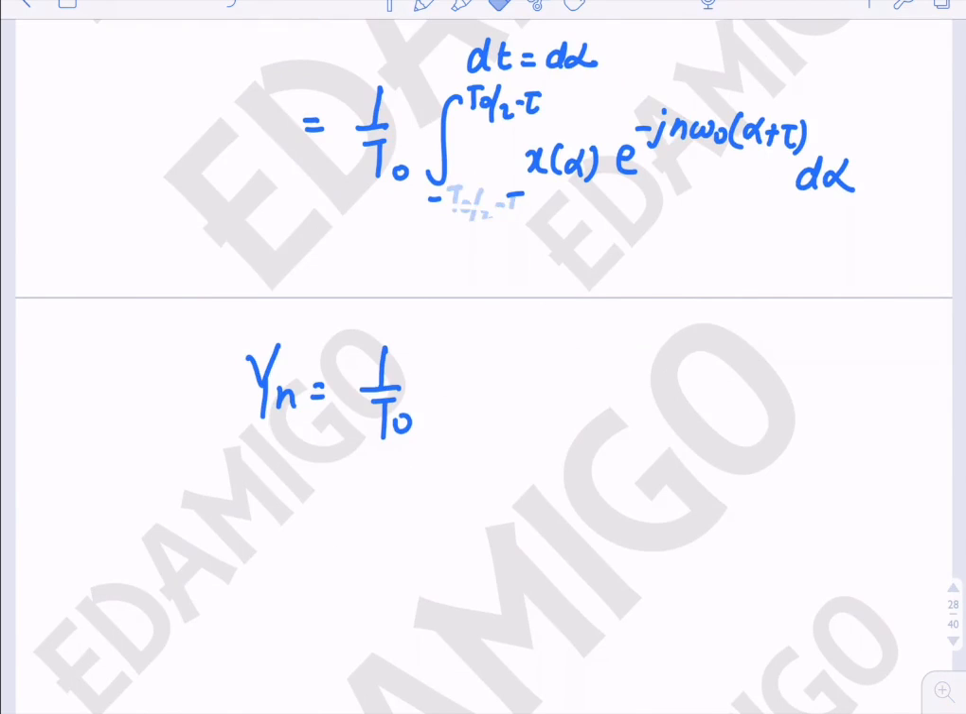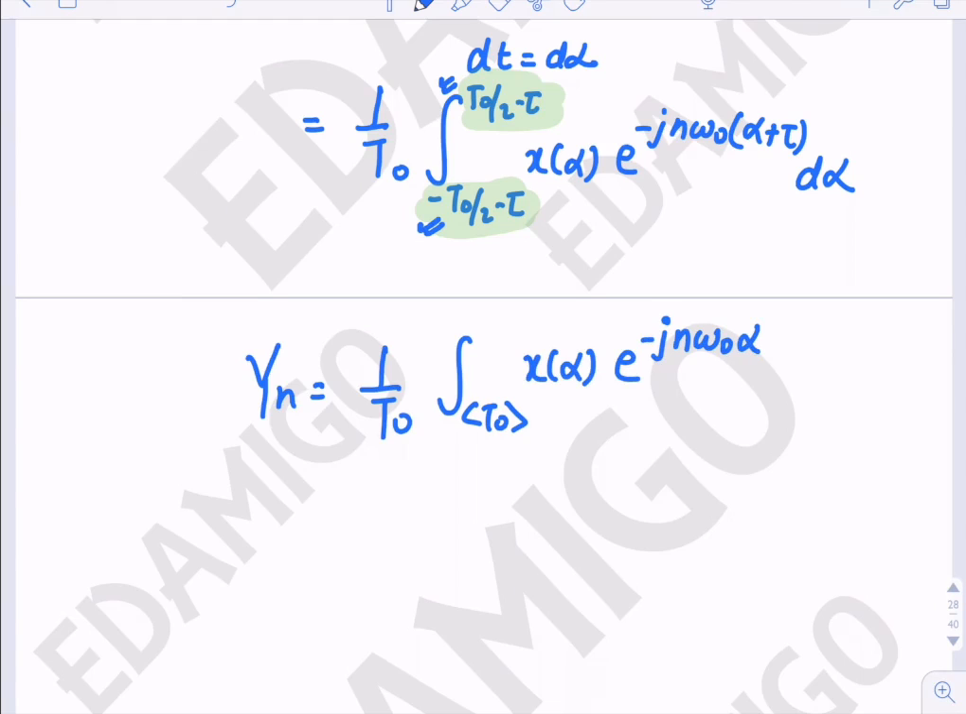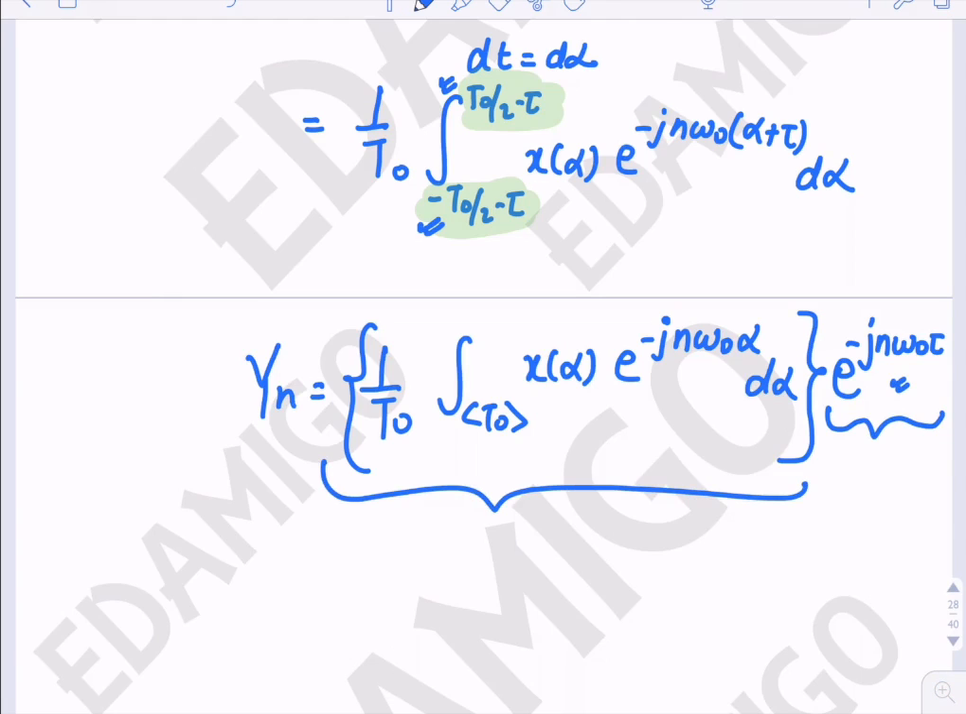Now since this limit is again integration over time period only, the difference between the limits is also the time period. So we can say integration over time period x of alpha e to power minus j n omega naught alpha d alpha, whole multiplied by e to power minus j n omega naught tau. Now why is this term outside? Because the integration is on alpha and this term does not have the variable alpha, so I kept it outside. Now we can see that this is actually equal to xn.